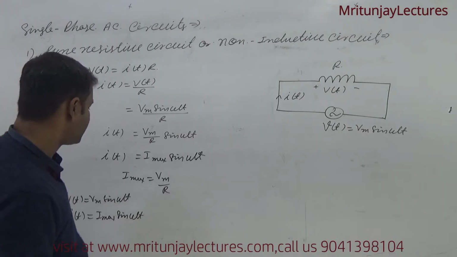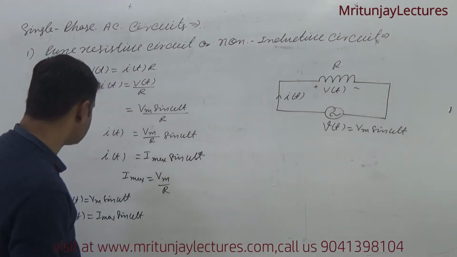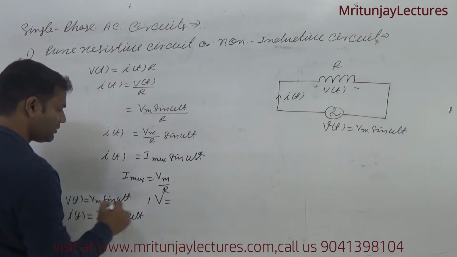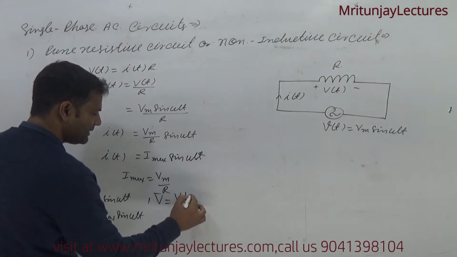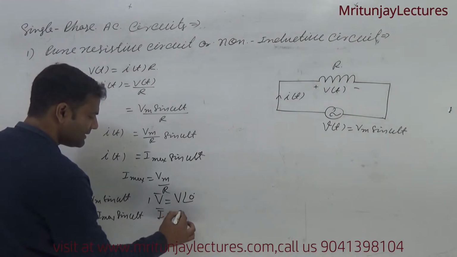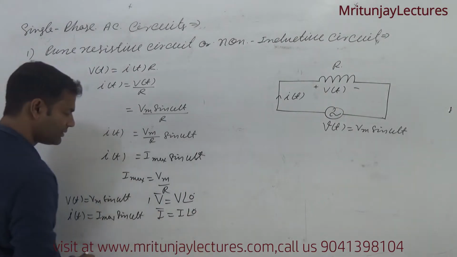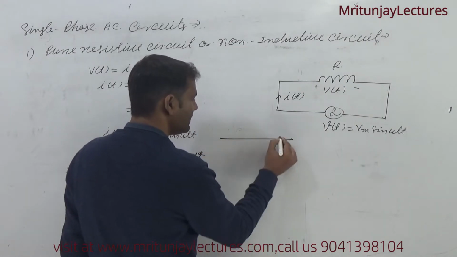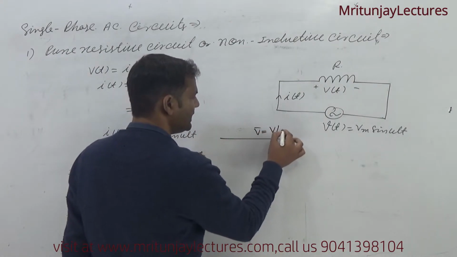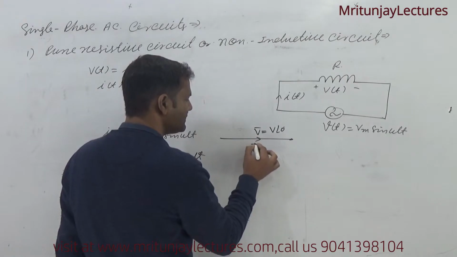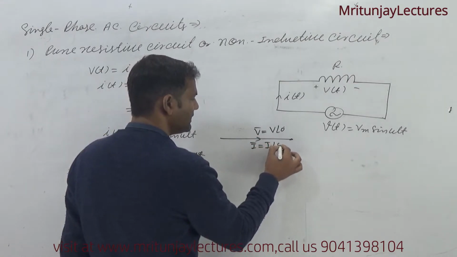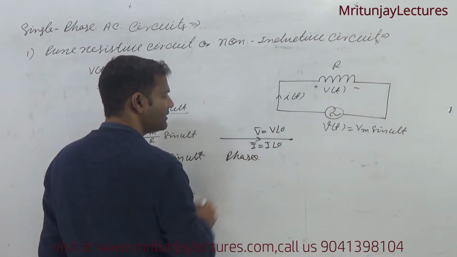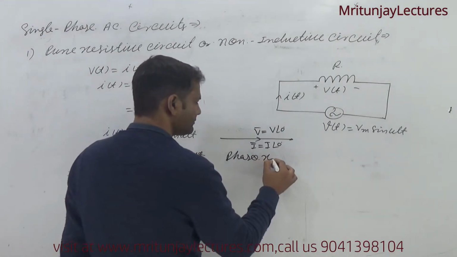So what about the phasor? If you want to make the phasor, then V is V at the angle 0, and I is also I at the angle 0. That is the phasor representation.